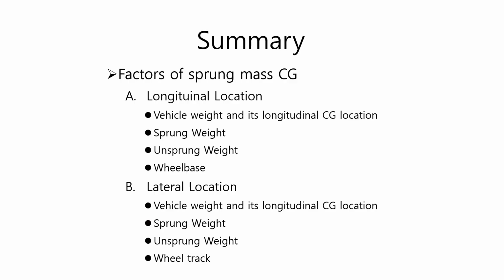Let's summarize the content of this video. The factors related to the sprung center of gravity location are, in relation to the longitudinal position, the overall vehicle weight and longitudinal center of gravity location, sprung weight, unsprung weight, and wheelbase. In relation to the lateral position, the overall vehicle weight and lateral center of gravity location, sprung weight, unsprung weight, and wheel track.